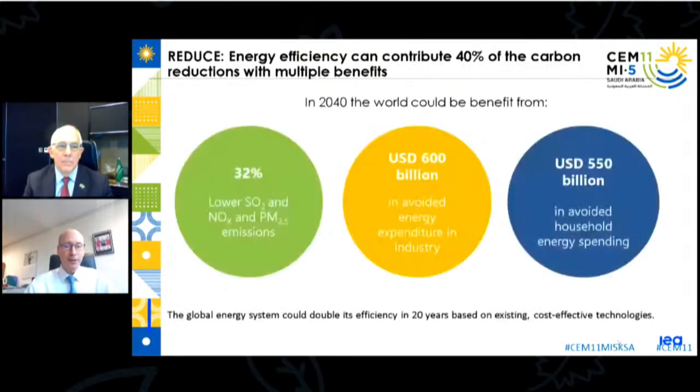One of the most powerful things that can be done, and we focus a lot on it at the IEA, is efficiency, both in the sustainable recovery plan, but also looking longer term. And what you see from efficiency are huge, huge benefits.